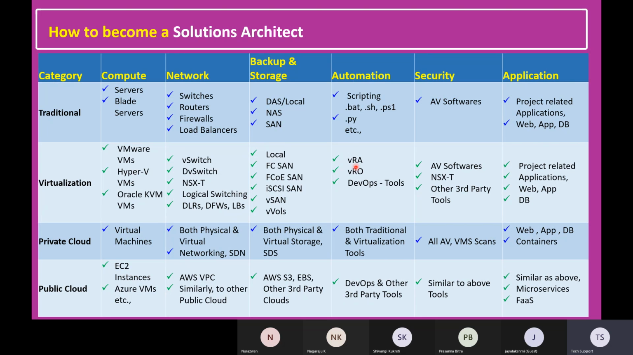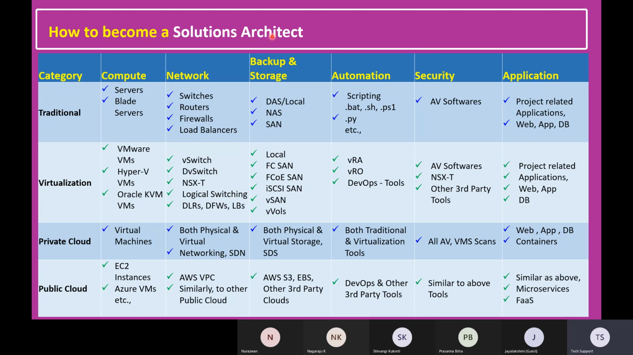And for automation, we have the vRealize Automation tool, vRealize Orchestrator, and there are DevOps tools also available to do the automation tasks. At the security level, we have antivirus software, and NSX-T, which is mainly for network virtualization, also provides advanced security features, along with other third-party tools. And applications are always project-related: web, app, and DB. So suppose we are in the virtualization layer at present.